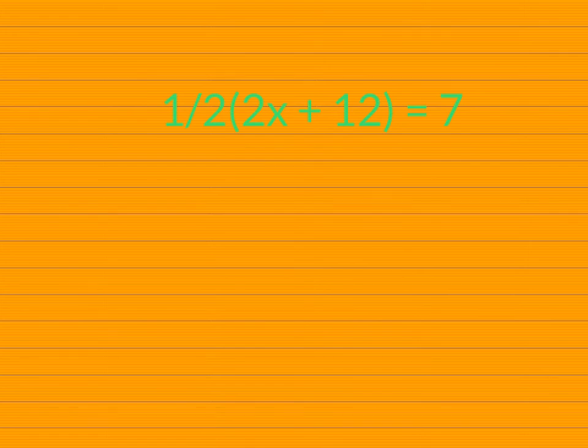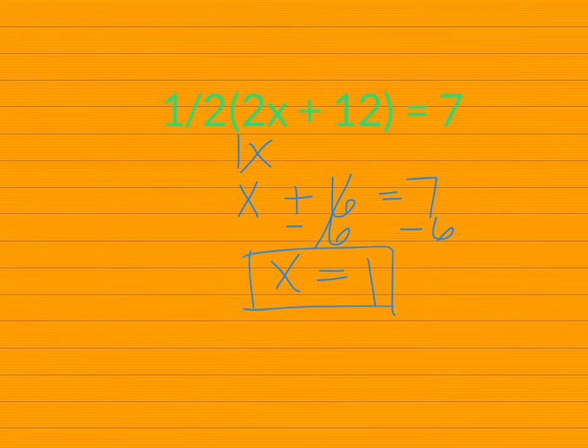All right, now this is 1/2 times (2x plus 12) equals 7. So I'm taking half of each of the numbers in those parentheses. So half of 2 is 1. Now keep in mind, you do not need to put a 1 in front of the x. You could just write x plus half of 12, which is 6, equals 7. Subtracting 6 on both sides, x equals 1. So that takes us to where we need to be.